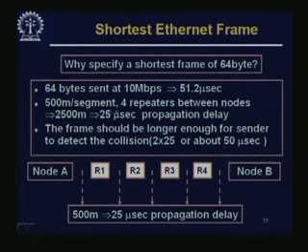So, 50 microseconds, and 64 bytes sent at 10 Mbps is 51.2 microsecond. So, if you have a frame length of 64 bytes, that is quite good. That is all right.